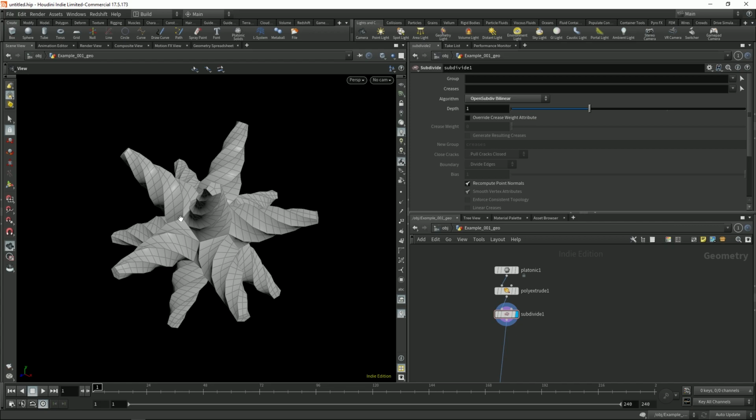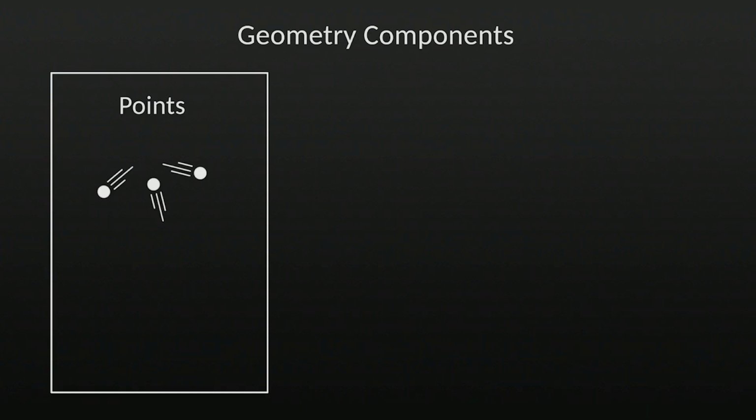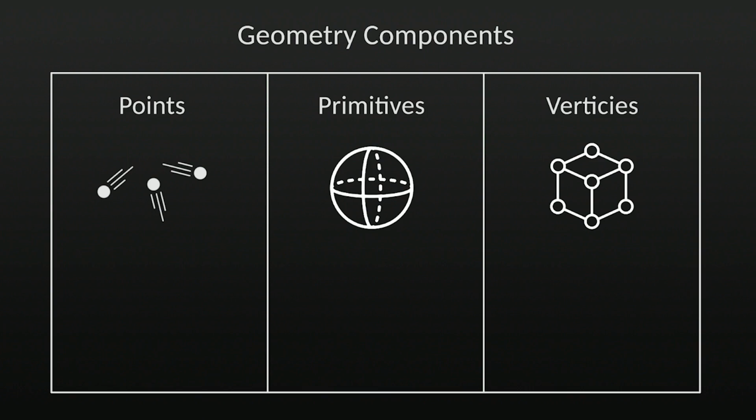Once we're done with that, I'll then take this star right here and demonstrate how you can use wrangles to alter some of that data. In Houdini, and with 3D just in general, there are three main geometry components that make up everything in our scene. We have points, primitives, and vertices.